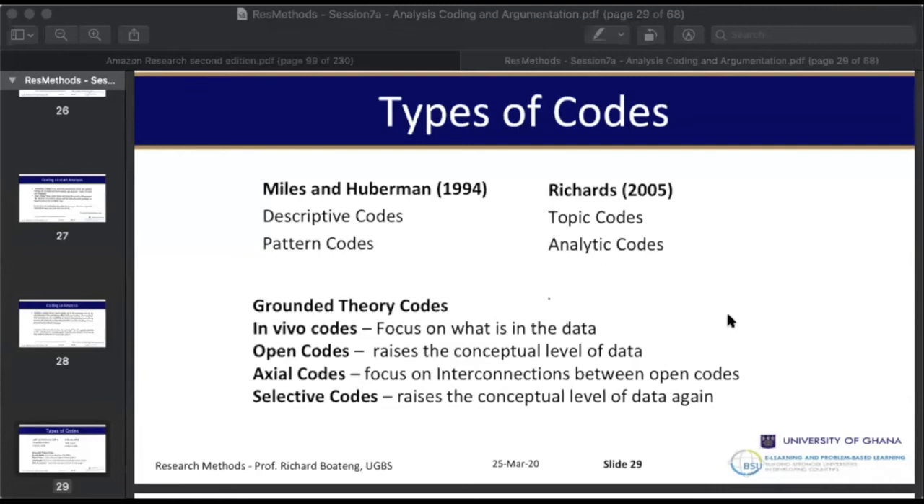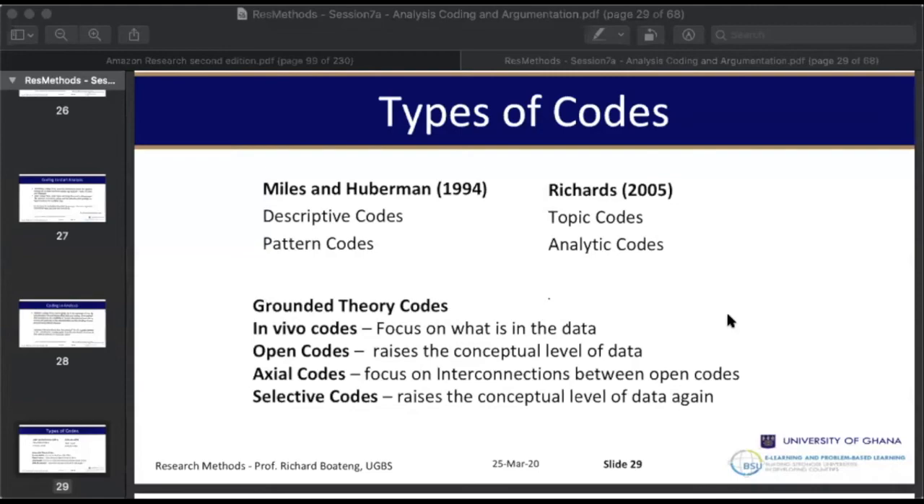So I've got in vivo codes, which focus on what is in the data. Open codes raise the conceptual level of the data. Axial codes look at the interconnections, and selective codes raise the conceptual level of the data again. In fact, all of it is about coding and then looking at the link between the codes.